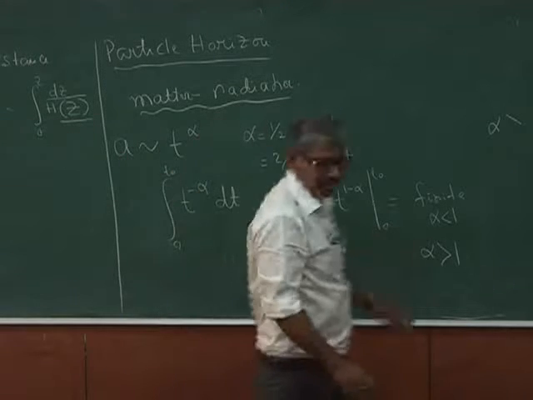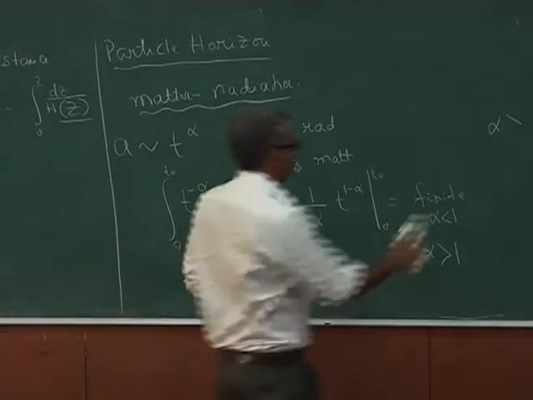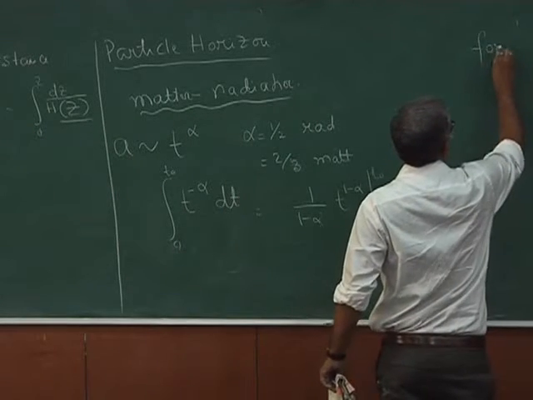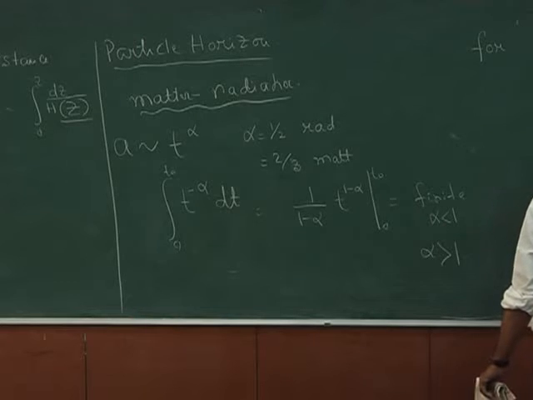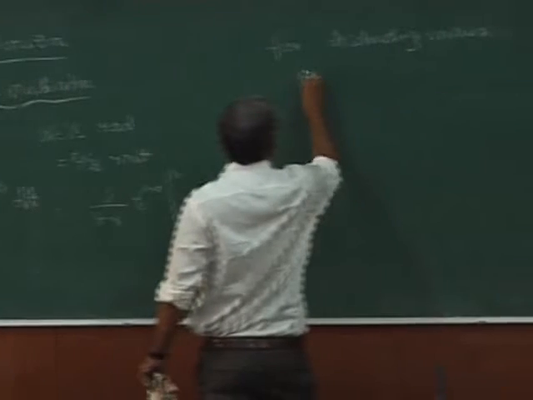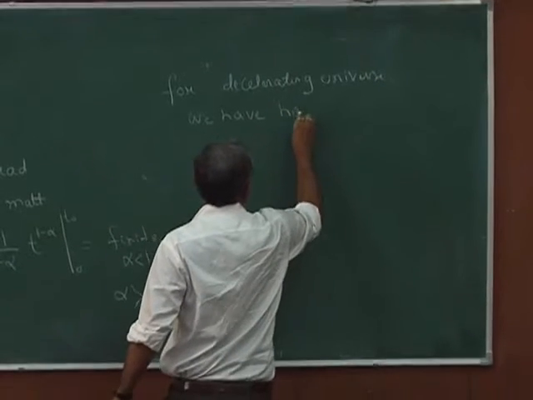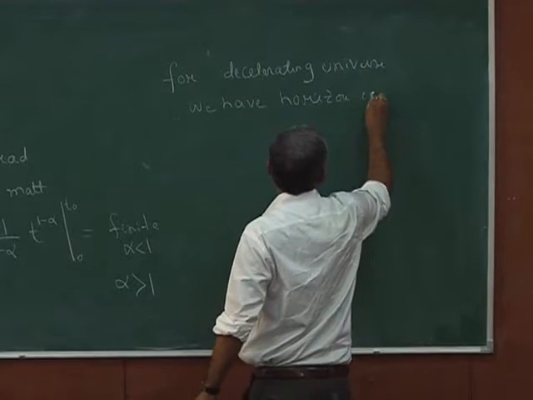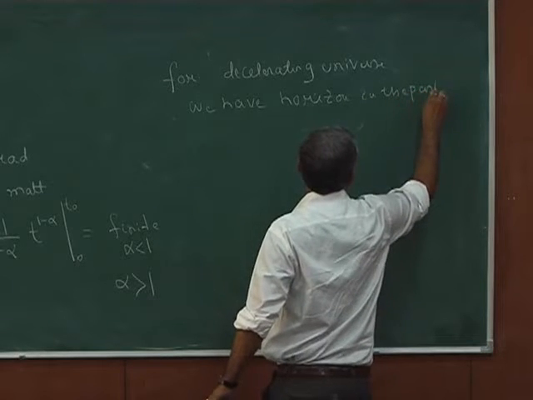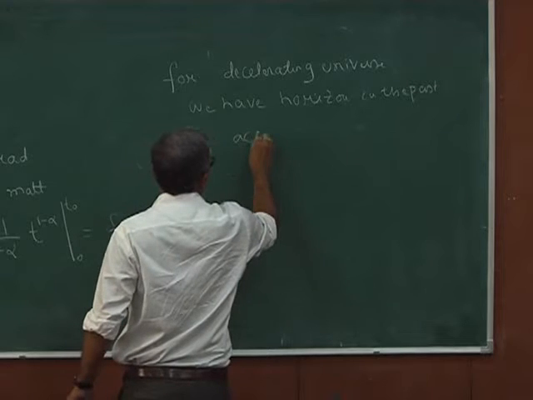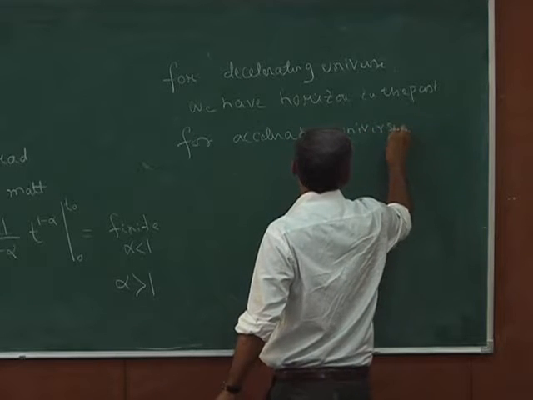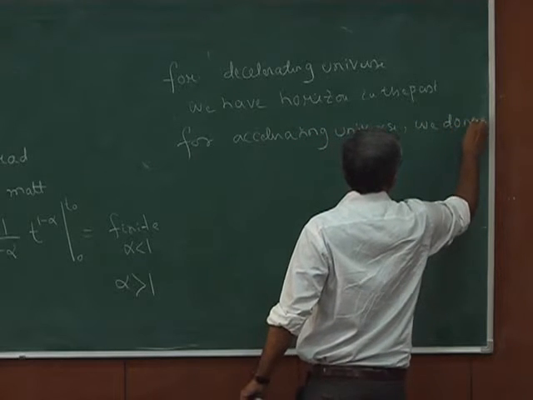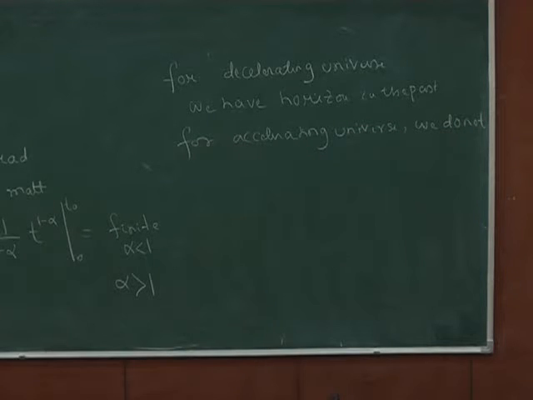So what I get from here is that for a decelerating universe we have a horizon in the past, but for an accelerating universe we don't, okay. So this is sometimes called the particle horizon.